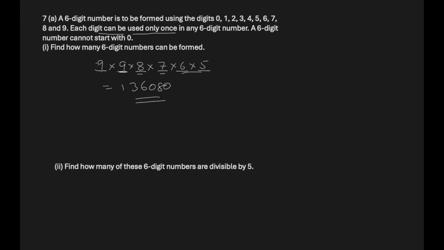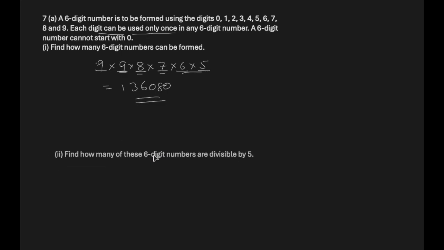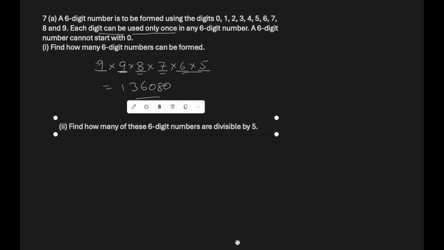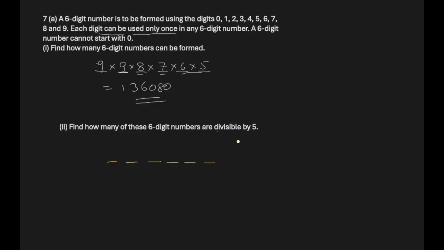Okay. Next question. How many of these 6 digit numbers are divisible by 5? For being divisible by 5, we need to have 0 or 5 as the last digit. But the problem is that 0 cannot be here as well. So the 0 is common between these two conditions. So what will I do? I will just write two different conditions for 0 and 5.